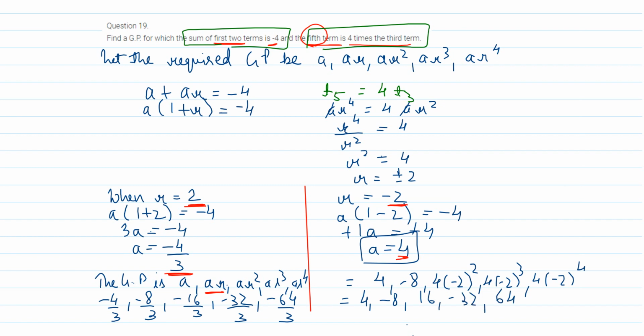With this we complete this chapter of GP. Students, I repeat that AP and GP, the weightage of these chapters in the board exam is 3 to 4 marks.